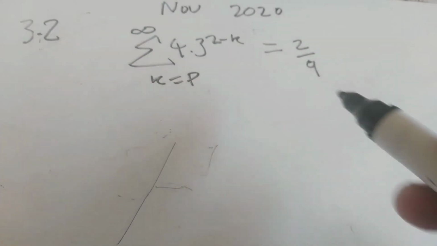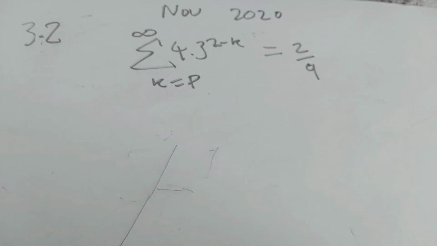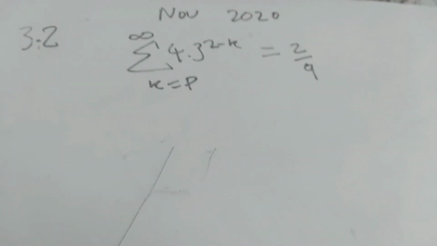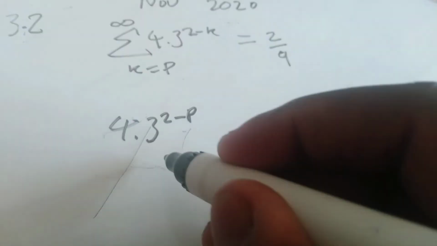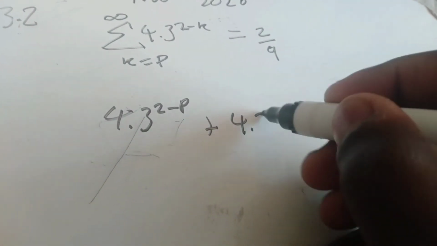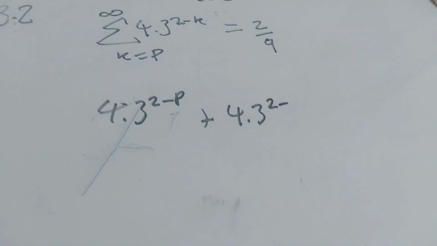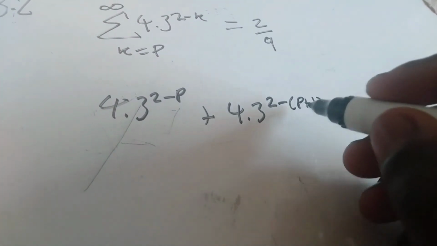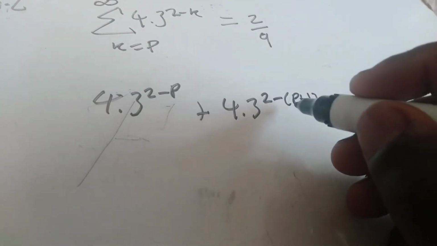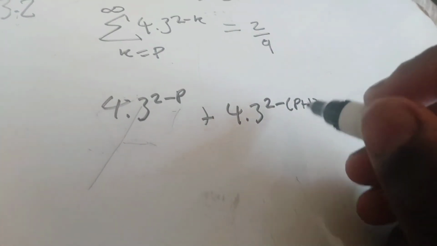Then the next question, which is 3.2, says, if the sum to infinity is equal to 2 over 9, determine the value of p, which is the starting point. Of course, when we see sigma notation, we always start with the first three terms. So this becomes 4 times 3 to the power of 2 minus p, plus 4 times 3 to the power of 2 minus, what is after p is just p plus 1, so minus (p plus 1). It's best to put it in brackets. If you don't put it in brackets, you will get it wrong because of the value.